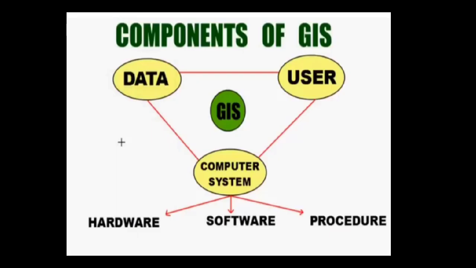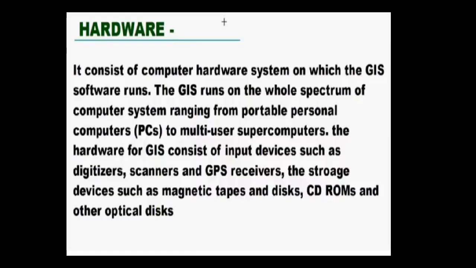Now basically when I say GIS, there are three main components. One is the data, one is the user and one is the computer system. In this computer system, there are three main components: hardware, software and procedure. Now we'll understand everything in detail. The first one is hardware.